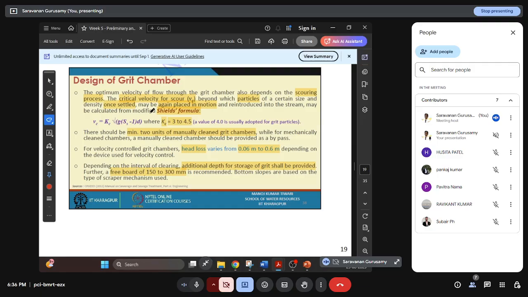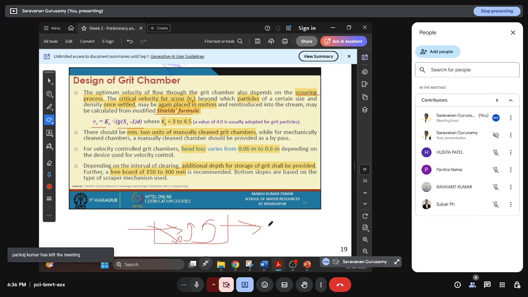Yeah. So if we take the Shields formula for scouring, what is the scouring process? Once the particle is settled, it should not again come back into the water suspension, right? That is called the scouring process. Because if you increase the velocity of the flow, whatever particle settled will again come out. So that needs to be taken care of. So I have to find the scouring velocity using this formula, and I have to compare the flow velocity. If the flow velocity is more than the scouring velocity, the settled particle will always come again into the water. So always you have to maintain a flow that should be less than the scouring velocity.